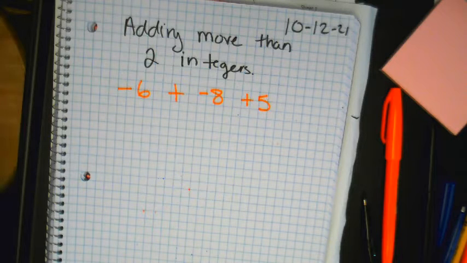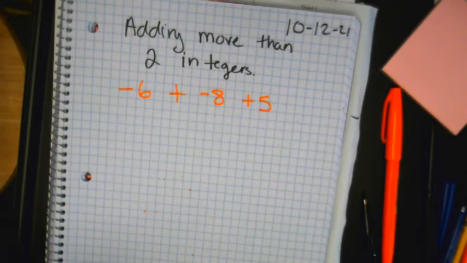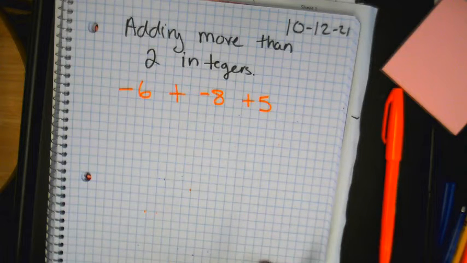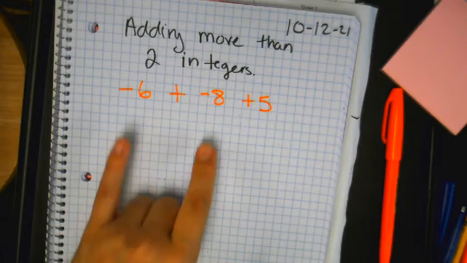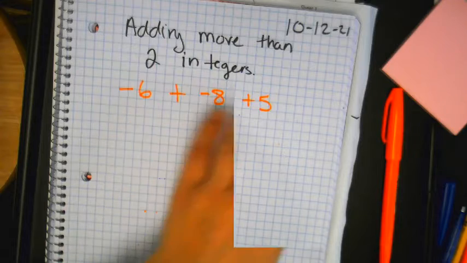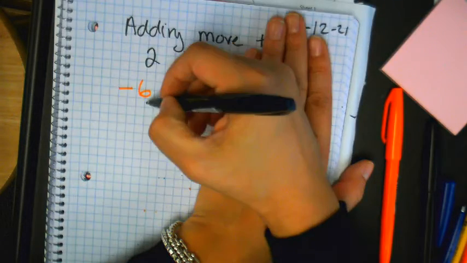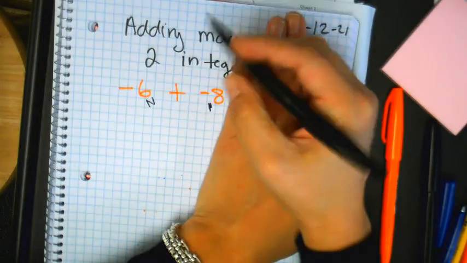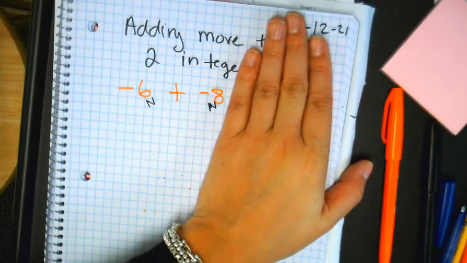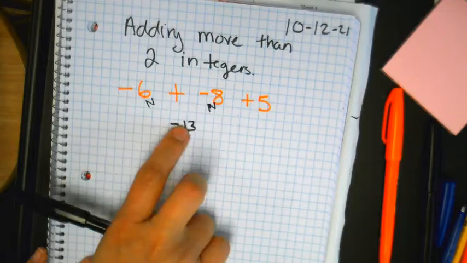So, here we have 3 numbers. There's 2 ways to do it. You can either go left to right, or you would add the 2 negatives together. So I'm going to add these first 2 negatives together. These 2, they're both negative, right? This is a negative. This is a negative, so we're going to add them. What do we get? -13.